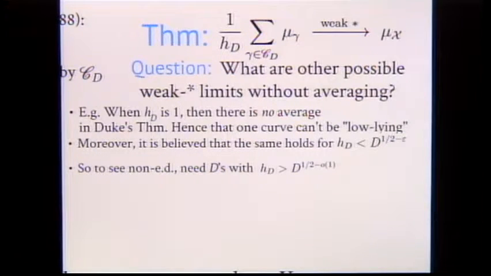What that tells us is if we want to see this non-equidistributing behavior, if we want to see other weak star limits, we have to look at giant class numbers. So the class numbers have to be as big as possible.